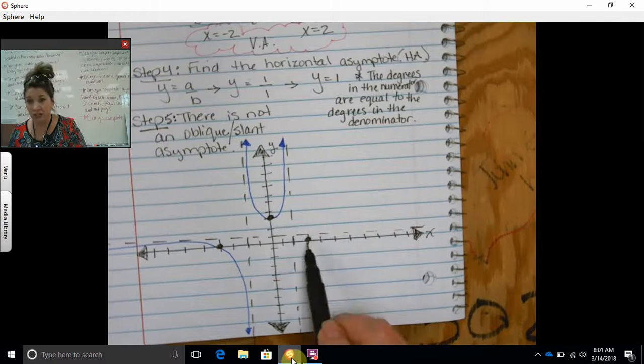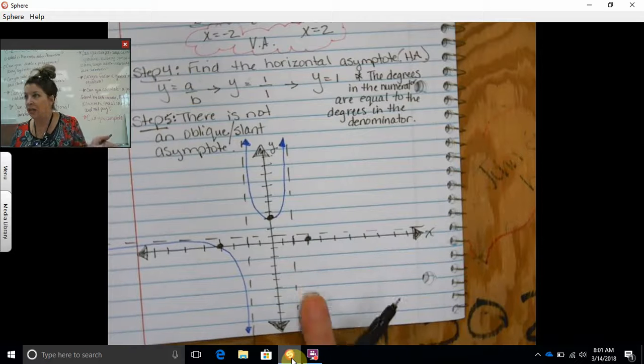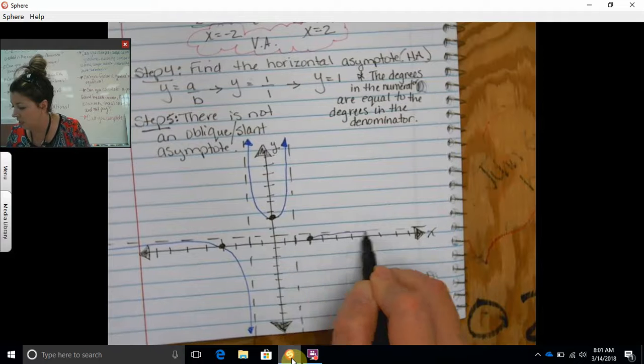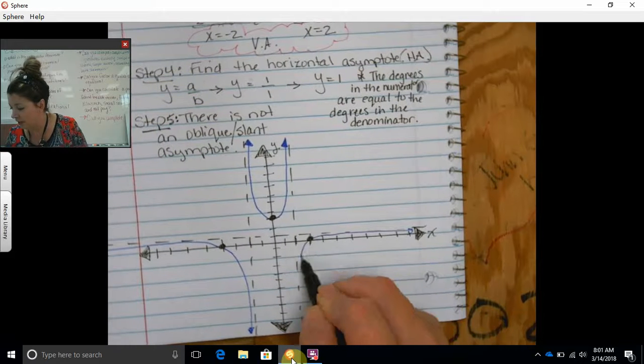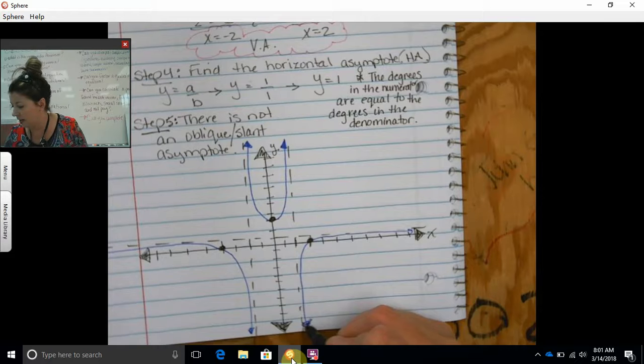But since I do have another x-intercept over here and it's in that lower region, I know where my graph is. In the next one, it's not going to be that easy. We're going to have to find some other ordered pairs. But it's nice when you have an ordered pair in each region so you don't have to do more work to find other points.